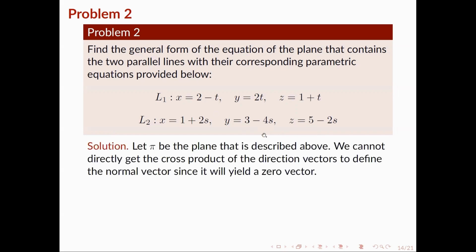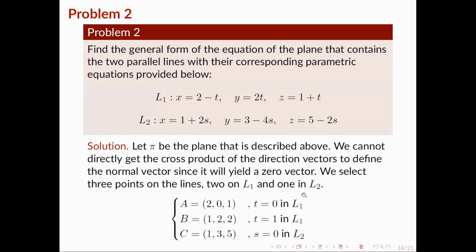So let pi be the plane that is described above. We cannot directly get the cross product of the direction vectors to define the normal vector kasi nga parallel sila, and upon obtaining their cross product, we're just going to get the zero vector. So, ang gagawin natin is we select 3 points first on the lines. So, 2 of which on line 1 and 1 is on line L sub 2.